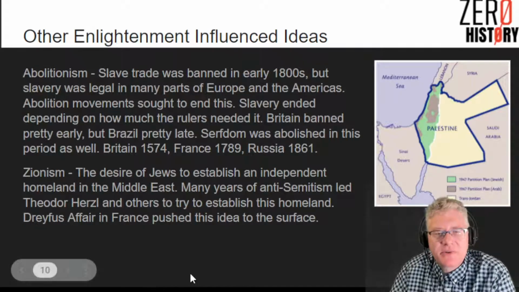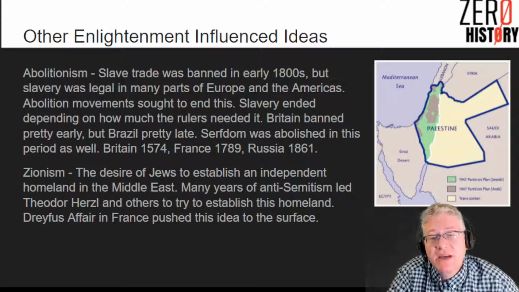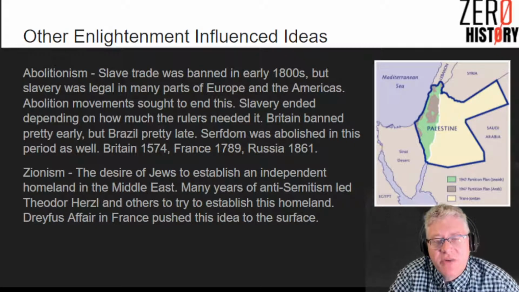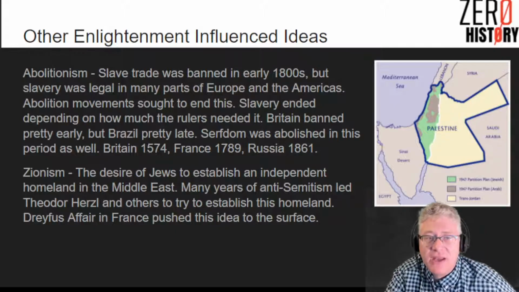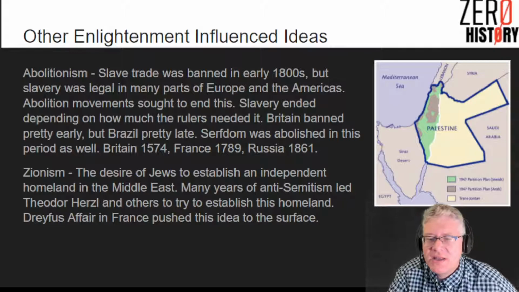All right. Our last one here, a couple of other abolition-influenced, Enlightenment-influenced ideals. Let's talk about abolitionism and also then Zionism. So abolitionism: the slave trade was banned in the early 1800s, as we mentioned in the last unit, but slavery was still legal for a very long period of time, especially in parts of Europe and the Americas. Largely, I think we mentioned this before, you're going to see the decline of slavery based around how much people needed it. Brazil is one of the last to abolish it because they needed it, right? Whereas in Britain, they really don't have a lot of slaves because they don't do a lot of plantation agriculture. So there they're like, yeah, let's go ahead and ban it.